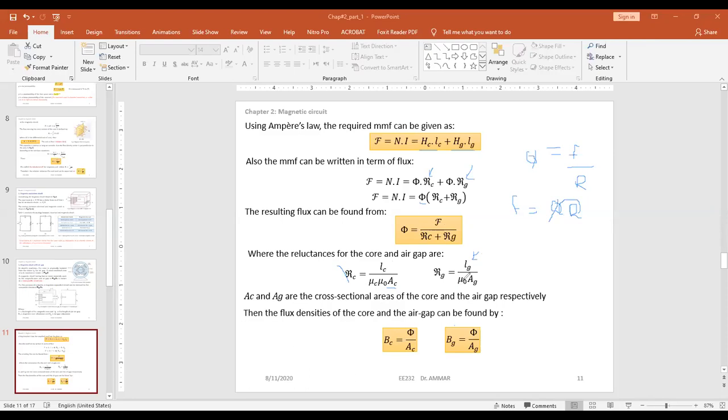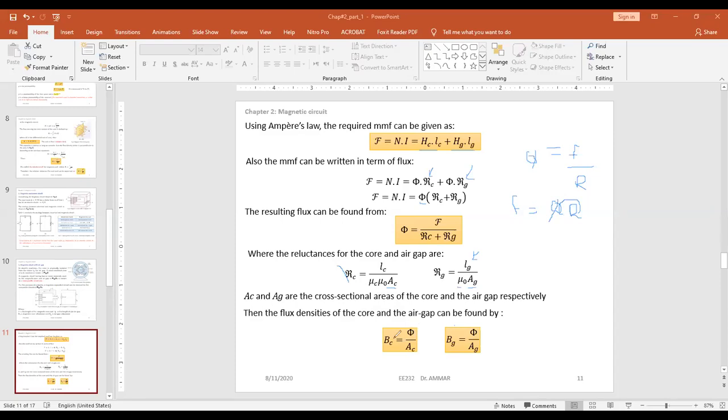RG is the length of the air gap over the permeability of the air. But we don't have a material, we have only the air. We said the air or free space are almost the same. So RG is LG over mu 0 times AG, which is the cross sectional area of the air gap. So AC and AG are the cross sectional areas of the core and the air gap respectively.